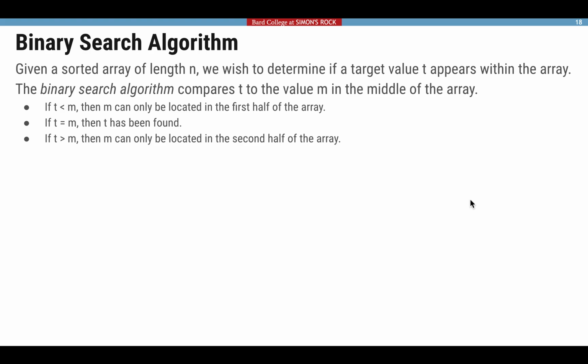If t is less than m, then t must be located in the first half of the array. If t is equal to m, like when we got to our page and we found Tootin, then it's been found and we can finish. And if t is greater than m, then t can only be located in the second half of the array. We're searching for t.